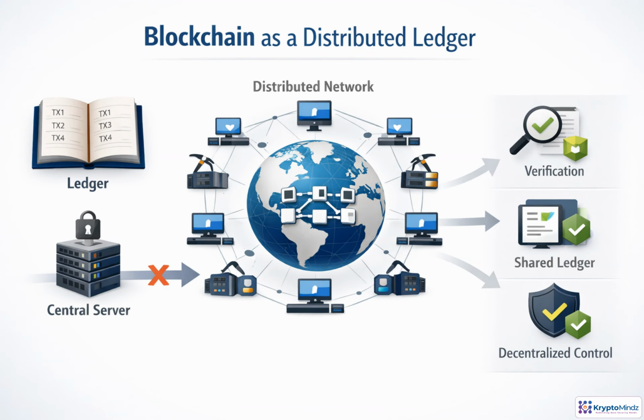Think of a ledger as a record book. Who did what, when, and what changed? In a traditional system, one central server holds the trusted copy. In a blockchain network, that record is copied across many participants. They help check new entries and agree on the shared history. Trust does not disappear. It is distributed across the network instead of concentrated in one owner.